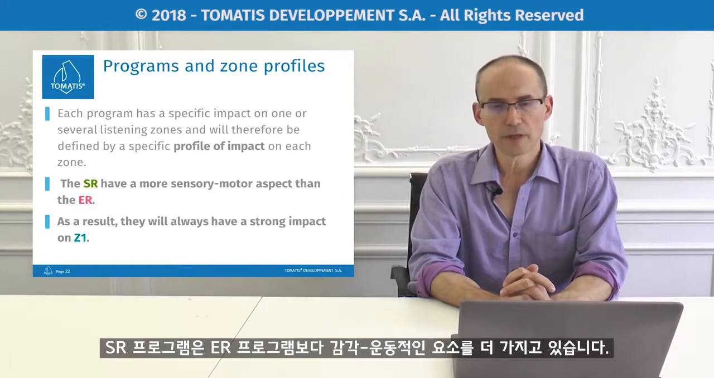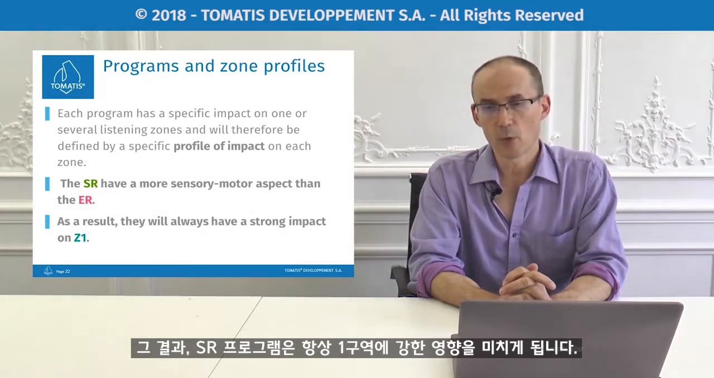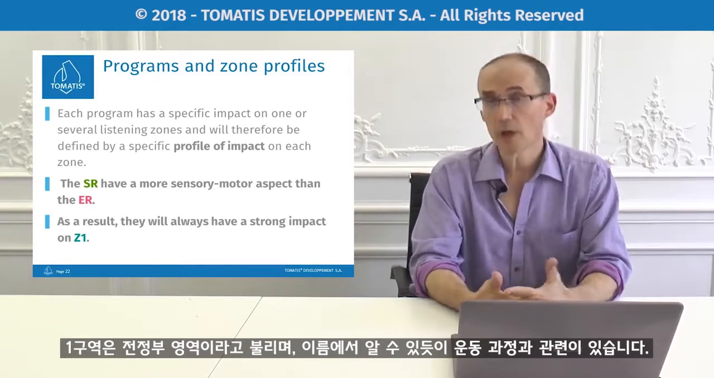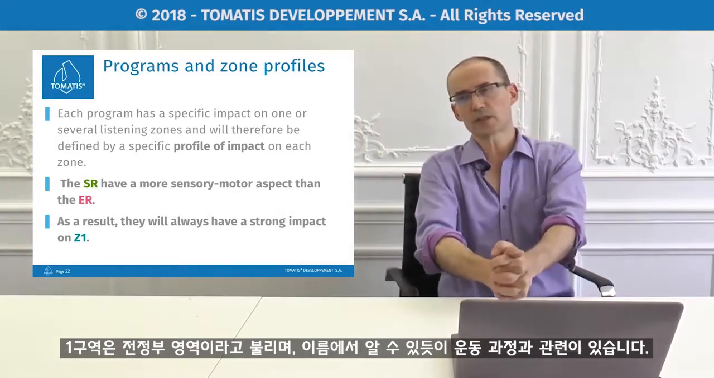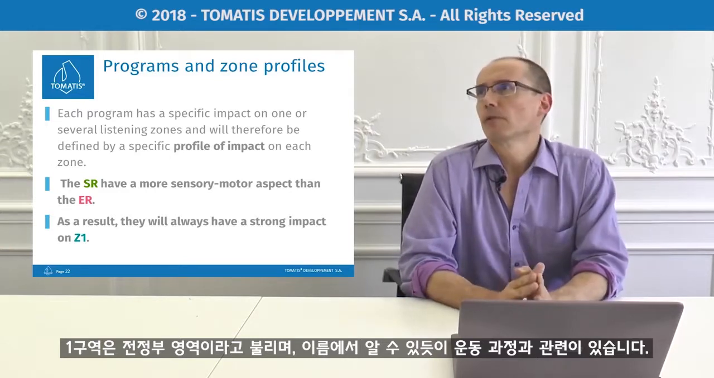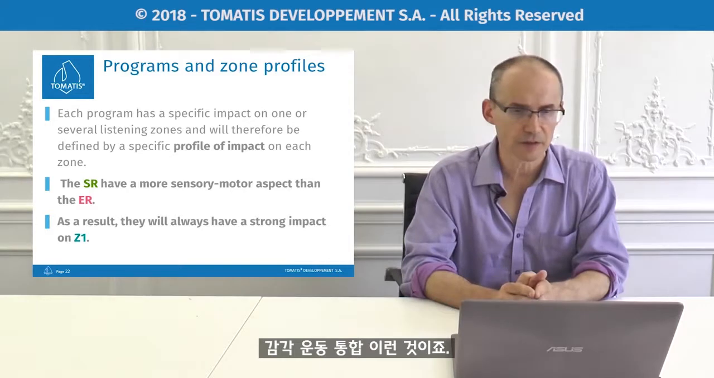The SR programs definitely have more sensory motor aspect than the ER programs, and as a result, they will always have a strong impact on Zone 1. Zone 1 is called the vestibular zone. As the name indicates, it's a zone that is involved in motor processes, if you wish, sensory motor integration, things like this.